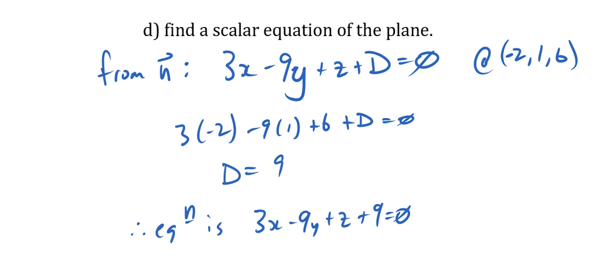3x minus 9y plus z plus 9 equals 0. Would we get that? Nice.